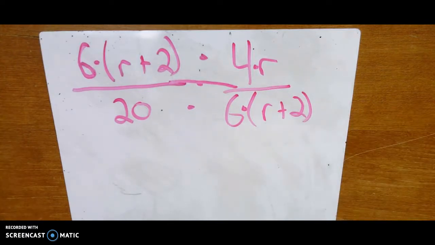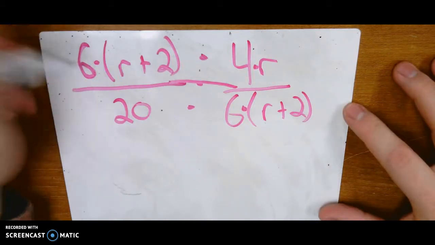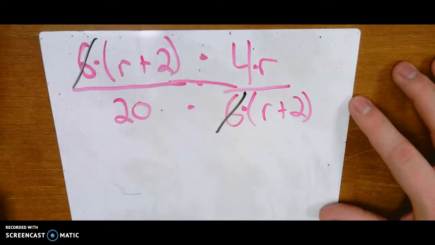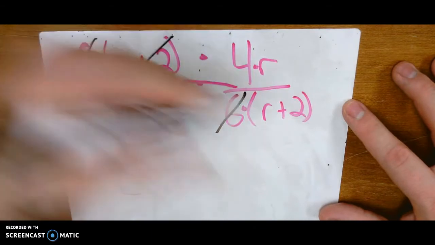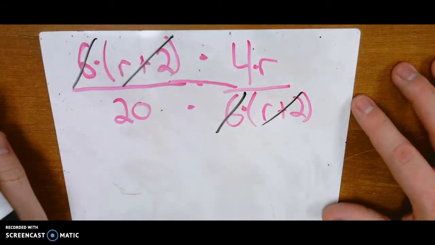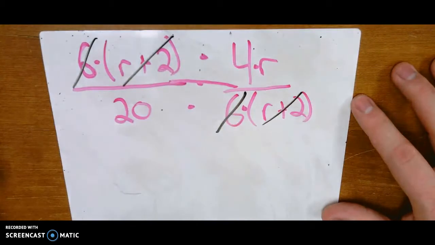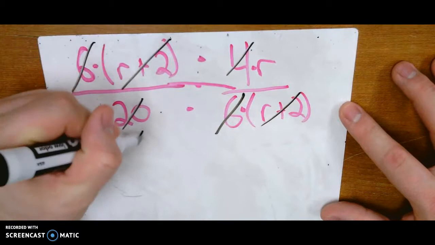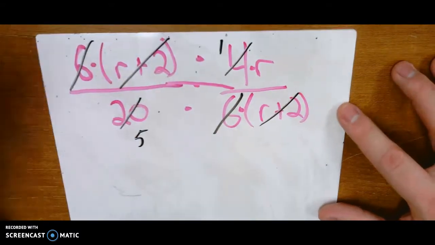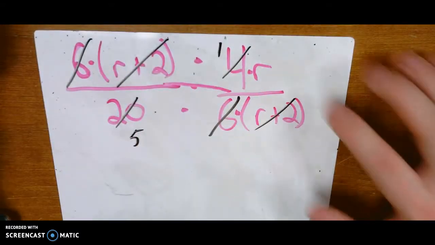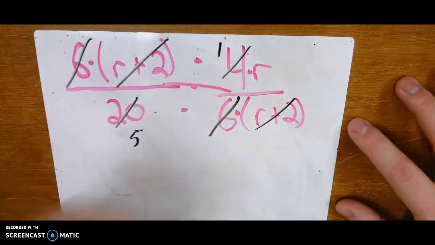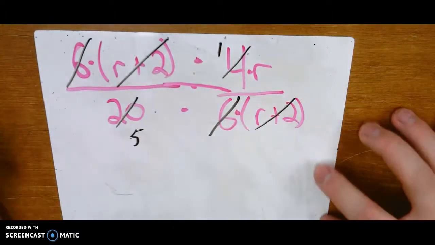So now when we go on our cancellation rampage, we can only cancel entire factors. So for instance, I see a 6 up top. That can cancel out with the 6 that I'm seeing down below. I'm seeing, let's see, an r plus 2, that entire thing can cancel out with the r plus 2 down below. This 4 right here, well, this 4 and the 20, those could actually reduce to a 5 and a 1. So 4 over 20 is the same as 5 over 1. This r can't really cancel out with anything since the r plus 2 is already gone. And even if it wasn't, we can't really cancel out individual pieces.